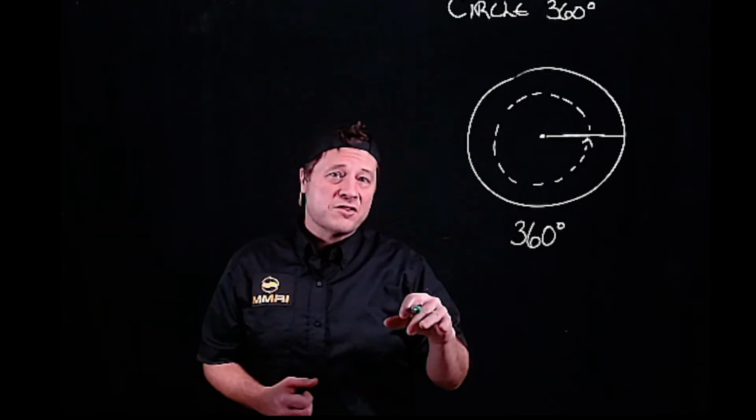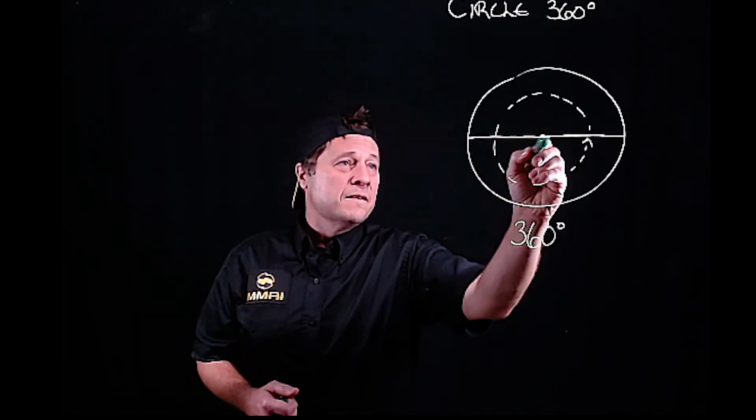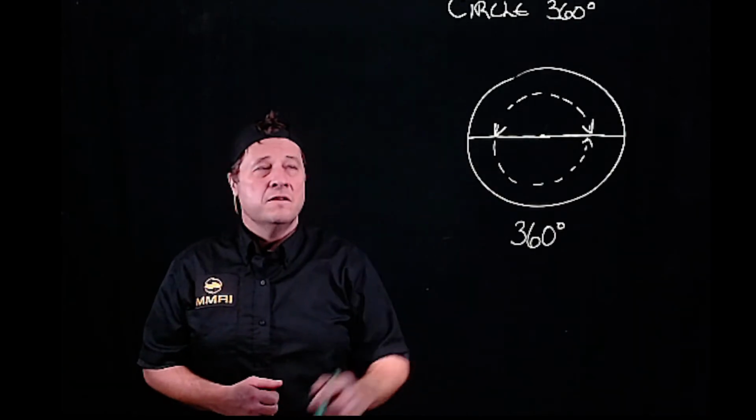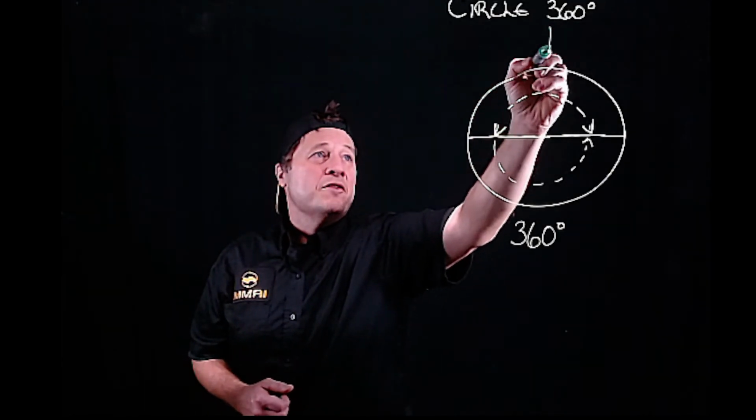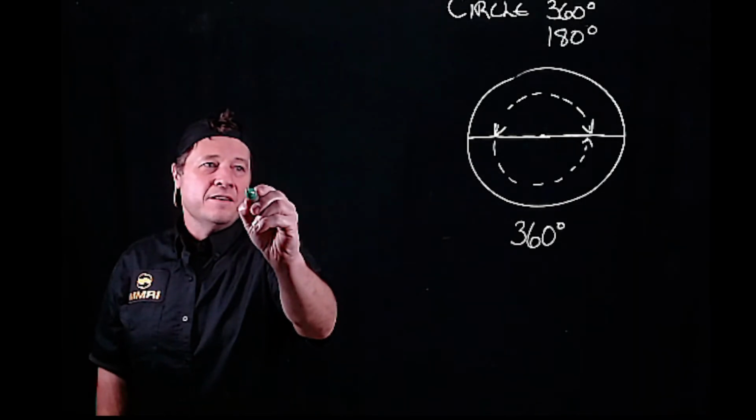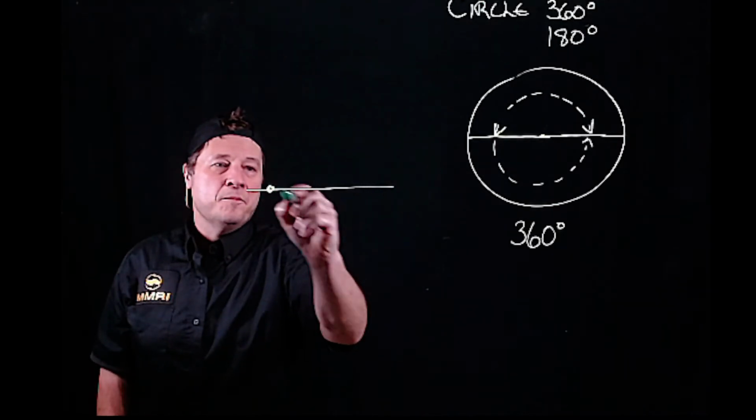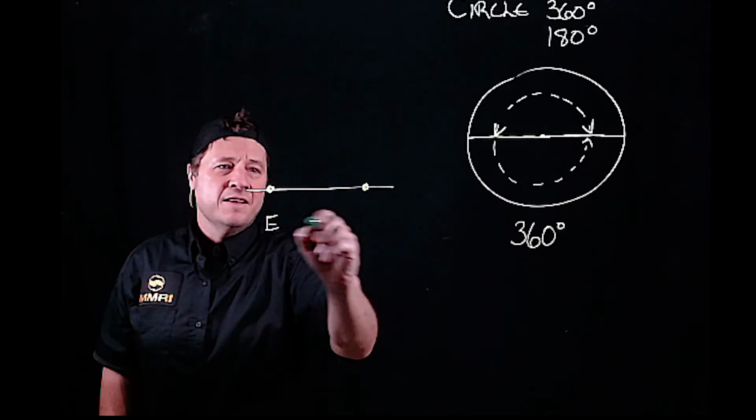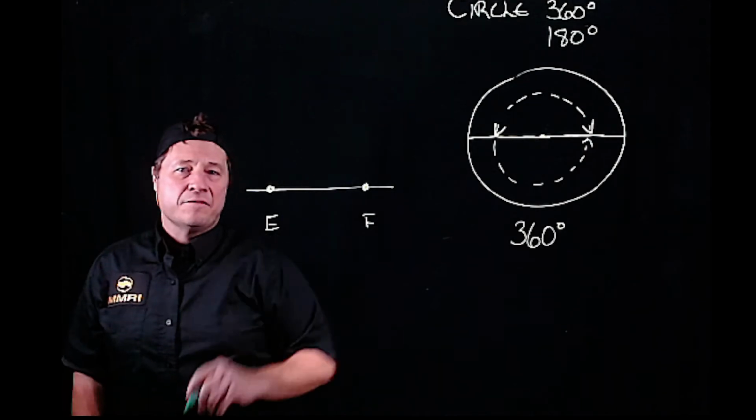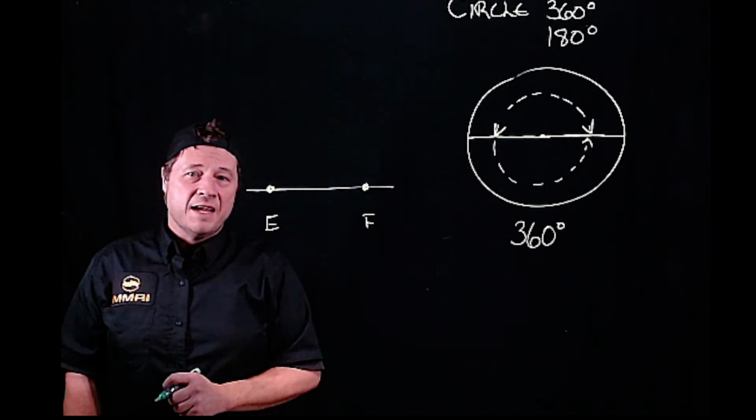So if a full circle has 360 degrees, then the angle of half a circle is 180 degrees. Think about it this way. A straight line, let's say between point E and point F. So we have this line segment, EF. If I said to you, what is the angle of line segment EF?